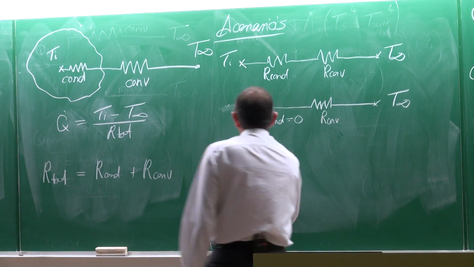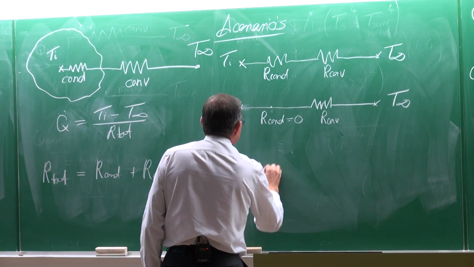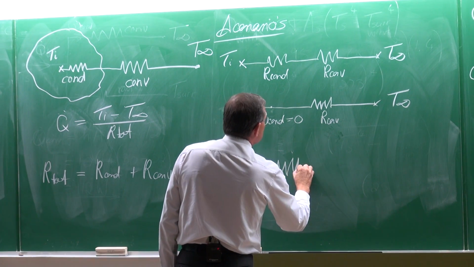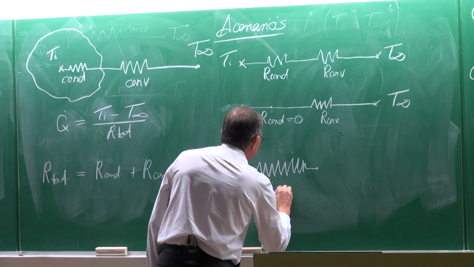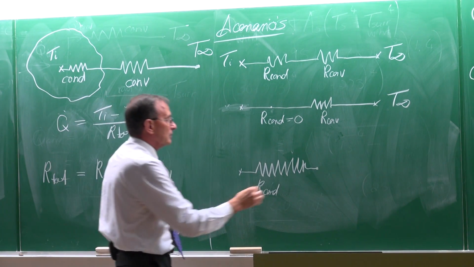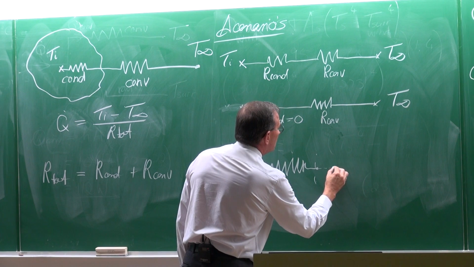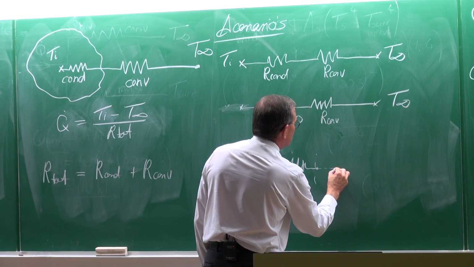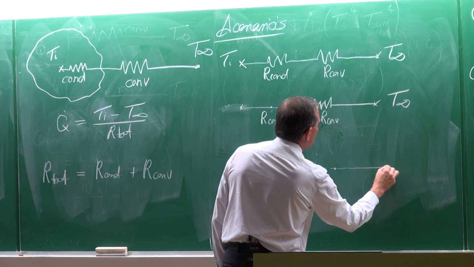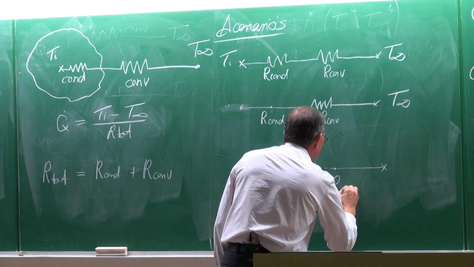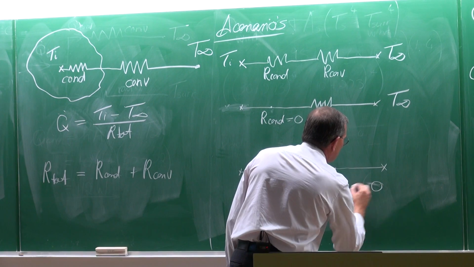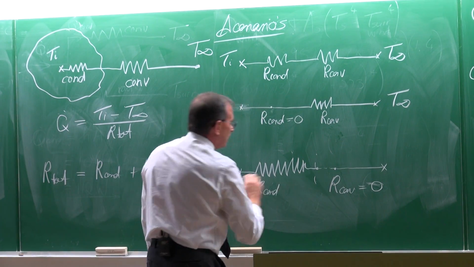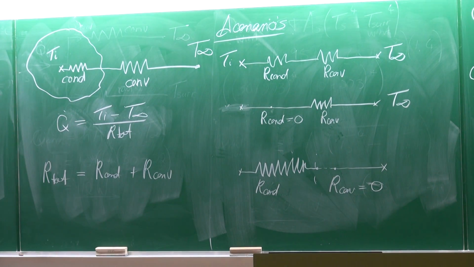Then we can have the other extreme, and that is where this resistance is all the resistance of conduction heat transfer, while when we get to the convection heat transfer, it's almost zero. So the convection heat transfer is almost zero, and the conduction resistance would exist.